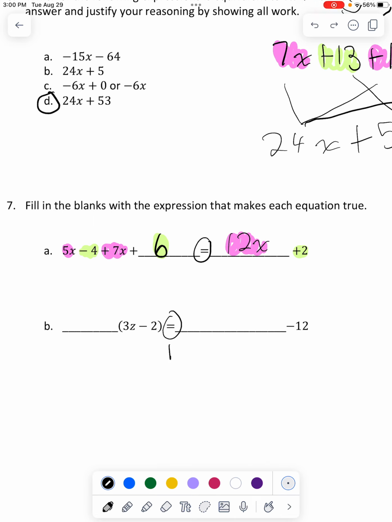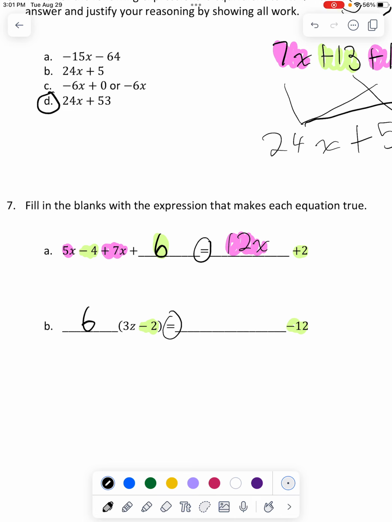Similarly, in this problem, if I'm paying attention to the equal sign, I notice I have a minus 12 on the end here. I start off with minus 2, and there's supposed to be some number out front. Now, if you remember, there's no operation, and so if there's just a number sitting out front, that means multiply. So I need to think, what am I going to multiply negative 2 by to get negative 12? And the answer is 6.